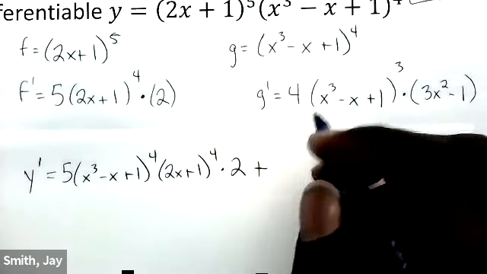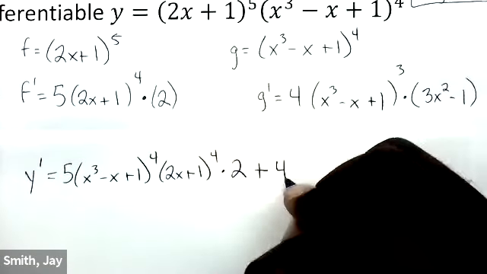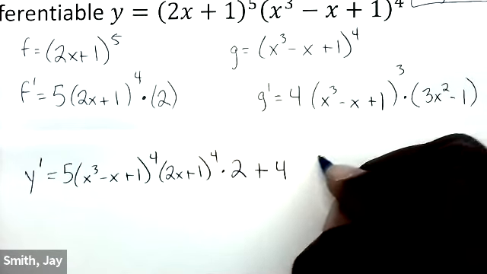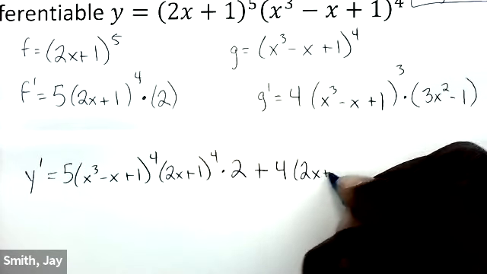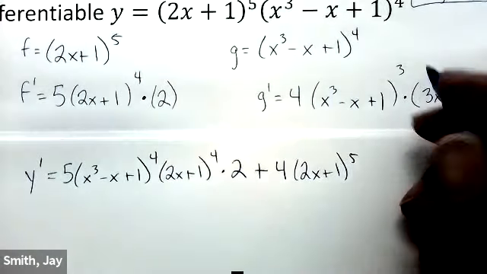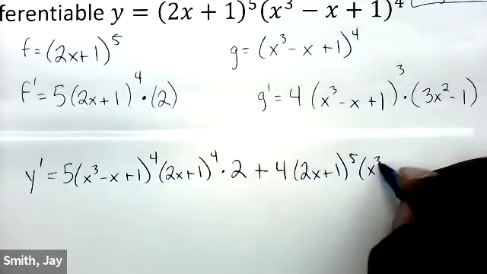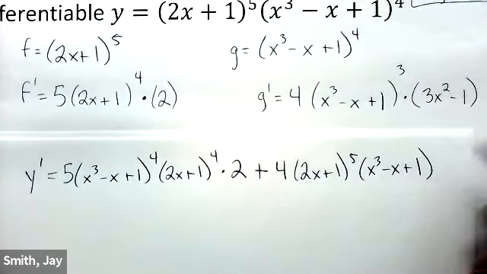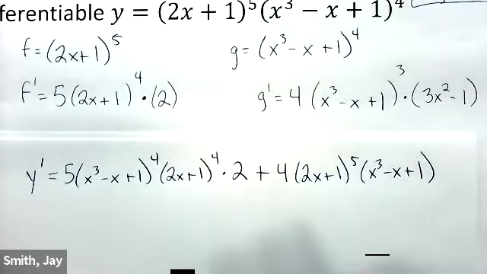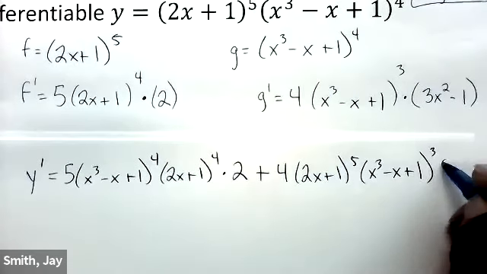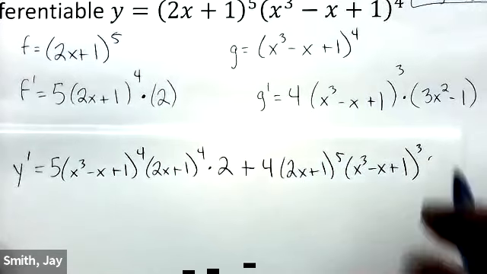Stay consistent with the book. They wrote it out. That's 4 times (2x + 1)^5 times (x^3 - x + 1)^3, and it's still being multiplied by that (3x^2 - 1).